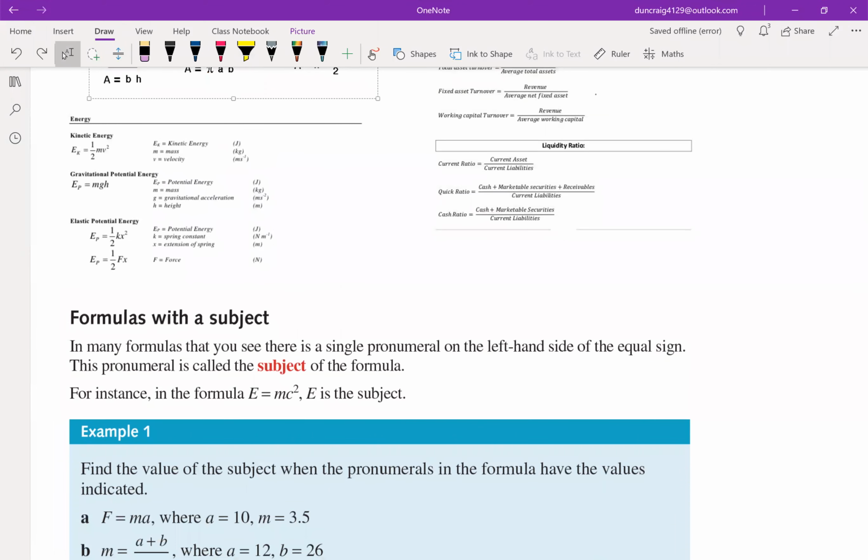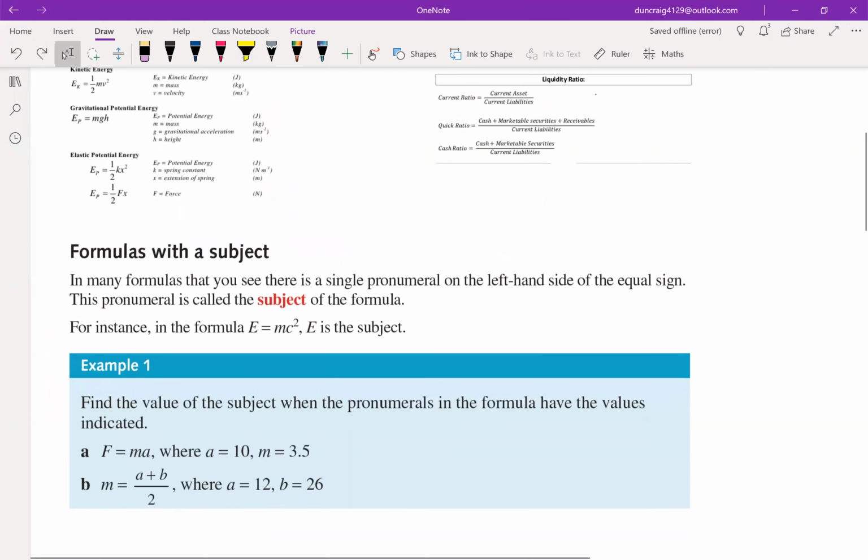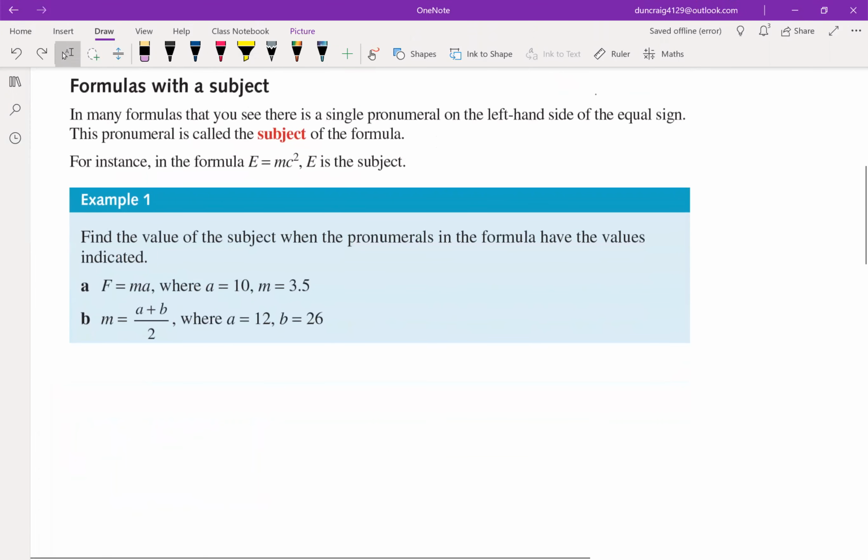Basically, what we want to do is substitute in the values that we know to come up with a solution. So, some definitions here. In many formulas, you'll see that there's a single pronumeral on the left-hand side of the equal sign, and we call this the subject. So in this formula here, I've got E is equal to mc squared. The E there is the subject of the formula. That single pronumeral by itself is what we refer to as the subject of the formula.